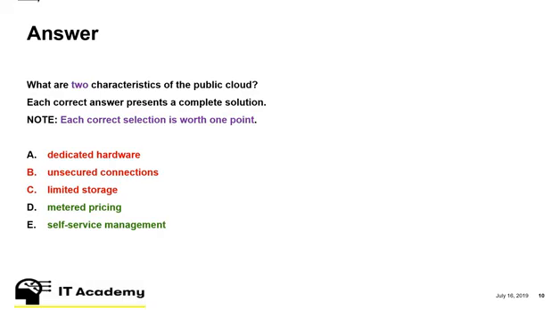Why is it not the other answers though? How are we able to spot the incorrect answers? Let's suppose I come into this question and I'd forgotten about metered pricing or I'd forgotten about self-service management. How could I maybe try and get a correct answer by figuring out which answers are wrong?